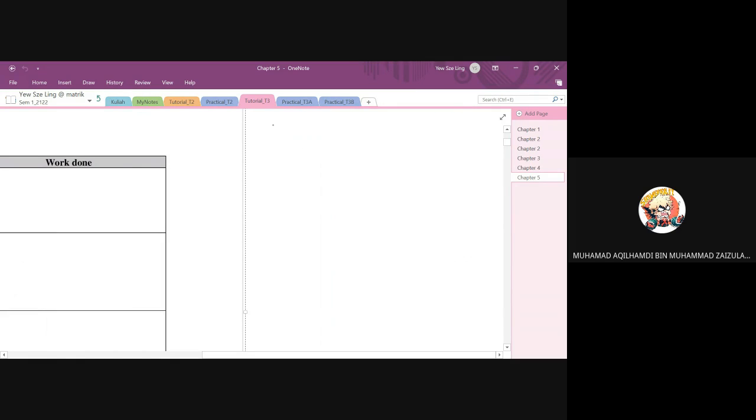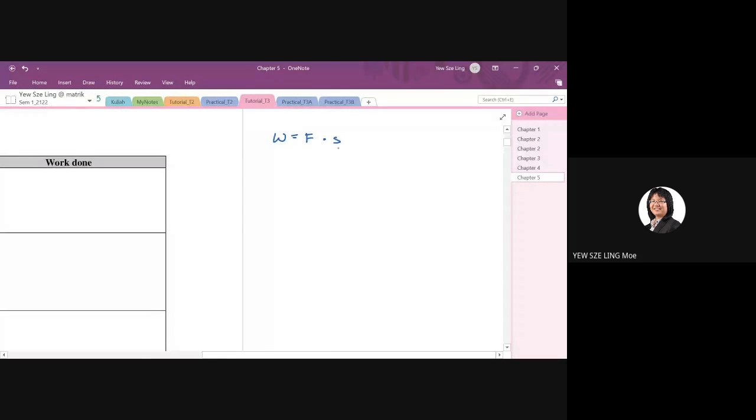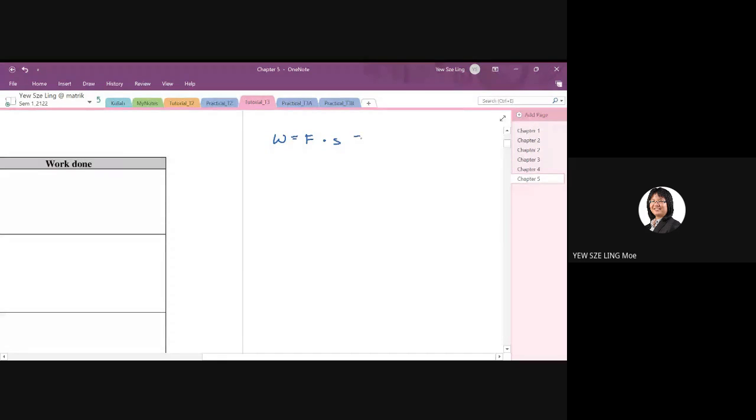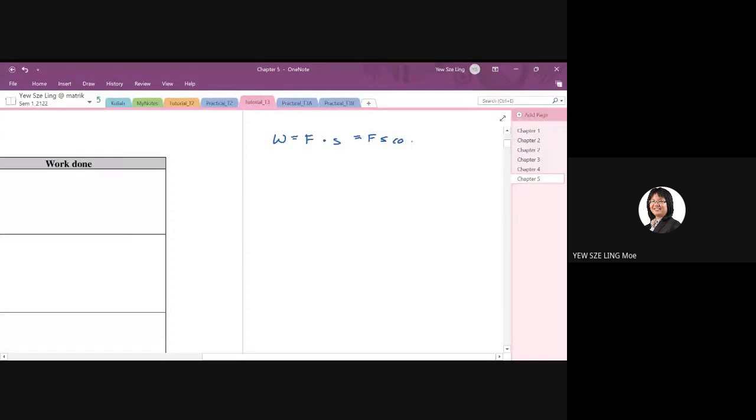Okay, so the first thing, the definition for work done is W equals F dot S. Okay, that is what we know. And remember, this dot doesn't represent multiplication. It represents dot product in physics. So when you have dot product, you're going to change the equation into F S cos theta.